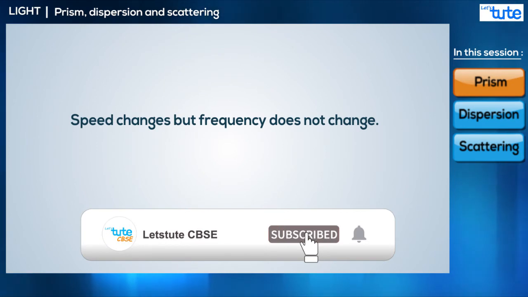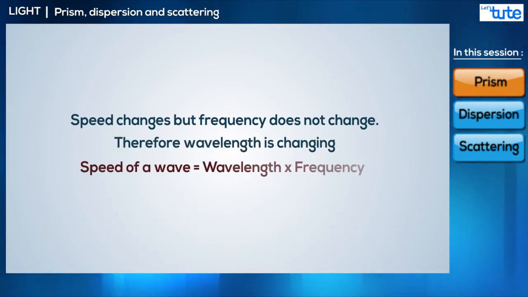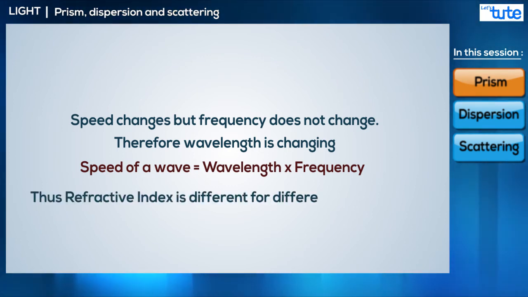That means if the speed of light is changing and the frequency of the light will not change, the wavelength has to change according to the formula. Thus, if the speed of light is going down, the wavelength of the light must also go down. And this brings us to the interesting conclusion that the refractive index of glass must be different for different wavelengths of light.